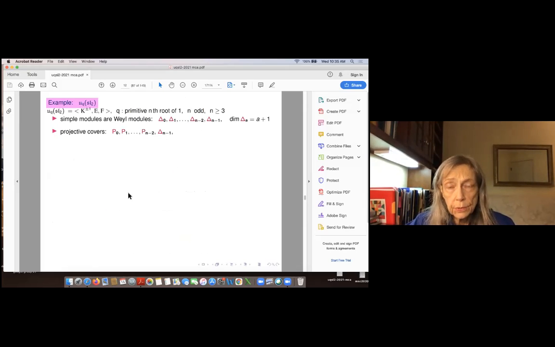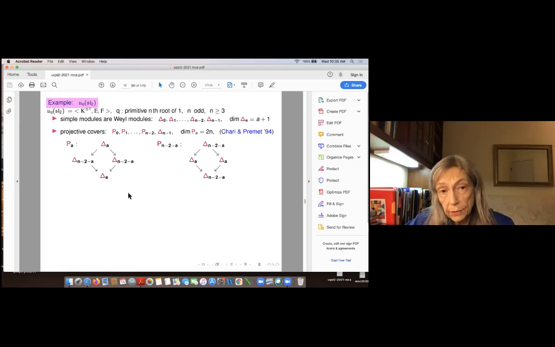The simples, if we have a primitive nth root of unity, n odd, n greater than or equal to 3, are numbered from 0 to n minus 1. These are the projective covers. Chari and Premet discovered what the projective covers are. Everything below the top one is the maximum submodule, and then the maximum submodule has a submodule that's isomorphic to the top thing.